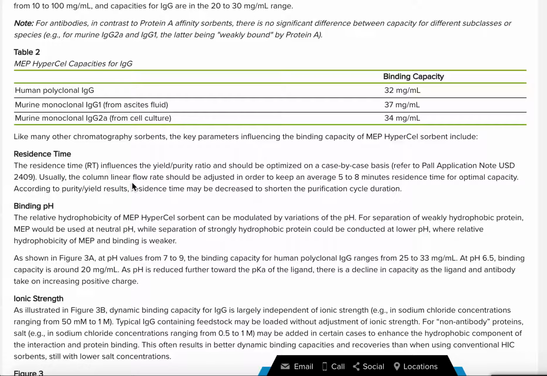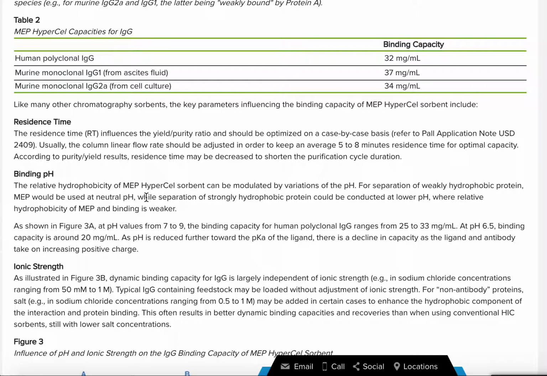The residence time influences the yield purity ratio and should be optimized on a case by case basis. Usually, the column linear flow rate should be adjusted in order to keep an average of 5 to 8 minutes residence time for optimal capacity. According to purity yield results, residence times may be decreased to shorten the purification cycle duration. Binding pH: the relative hydrophobicity of MEP HyperCel sorbent can be modulated by variation of the pH.